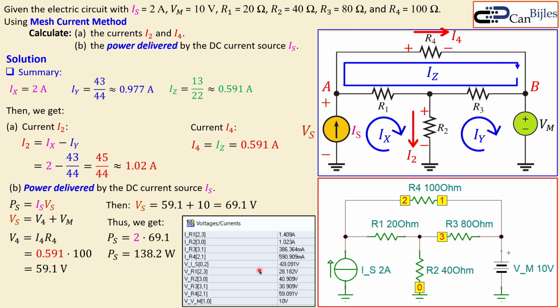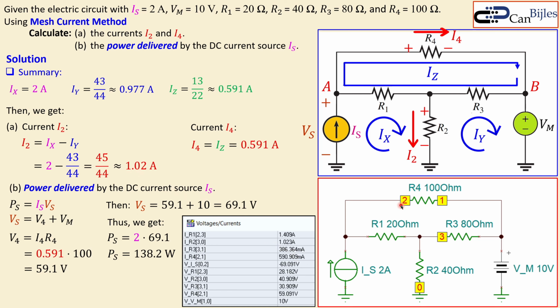What you see directly is the following. We have Ix, which is 2 amps, that's here. We see that for I2 we have 1.02 amps. That's actually this current going from node 3 to node 0. That's shown here. So IR2, so I underscore R2, 3, 0 means from node 3 to 0. It is 1.023 amps. So very close to what we have here, of course, due to rounding errors. We don't have the exact value.